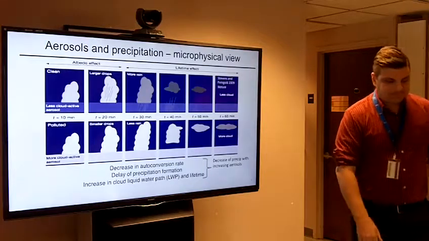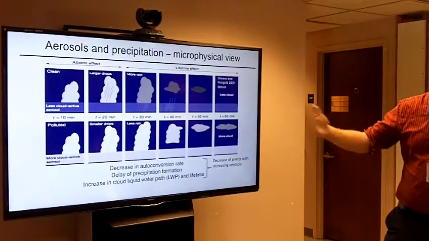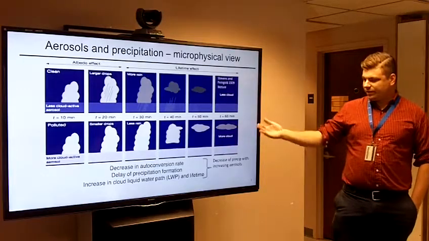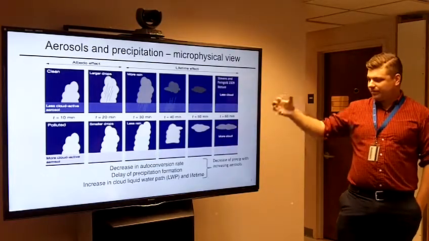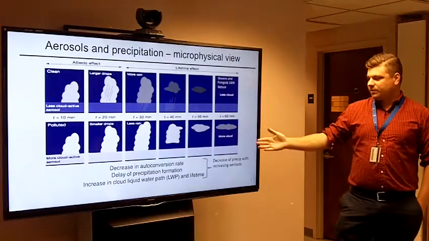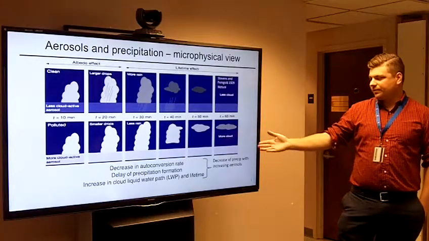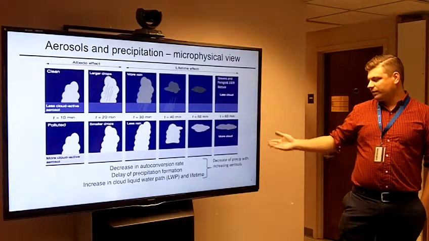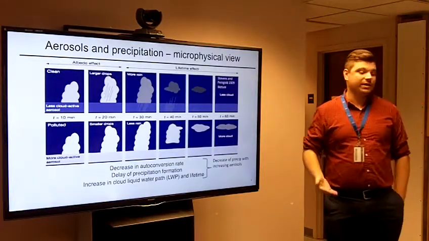So basically, summarizing those processes I just mentioned, there's a decrease in the autoconversion rate, which is the translation of the cloud droplet to the rain, which delays precipitation and therefore increases cloud liquid water. All of these things are attributed to decreasing precipitation with increasing aerosols.